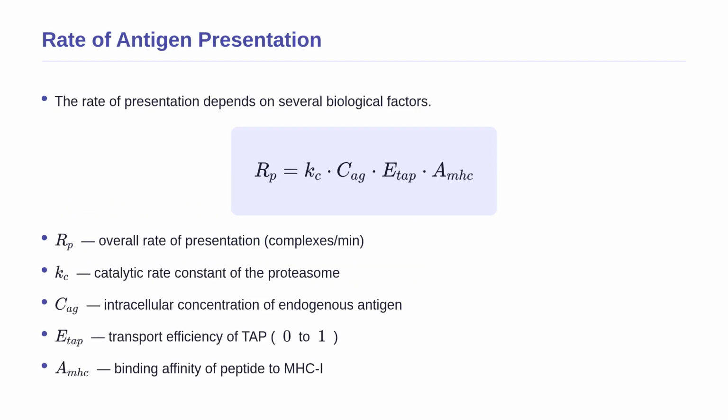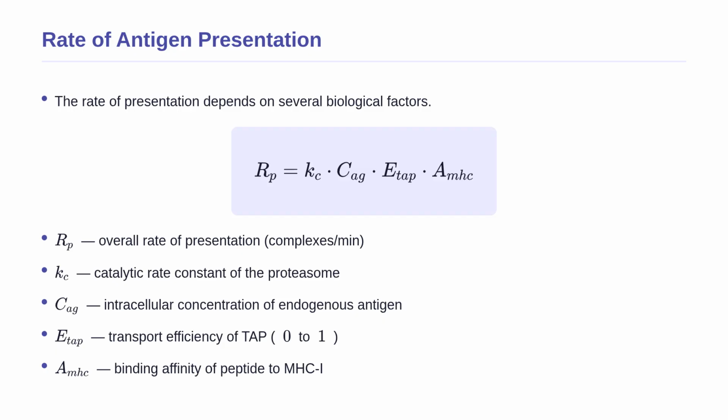Now that we understand the biological steps, let us look at how we can quantify this process. The overall rate at which antigens are presented on the cell surface is governed by a specific formula. Rp represents this overall rate of antigen presentation, measured in complexes per minute. This rate is the product of 4 variables.